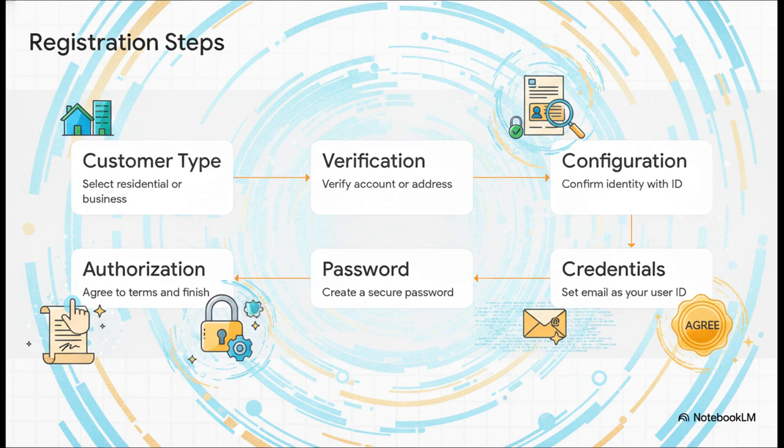First is customer type selection, just telling them if you're residential or business. Second is service verification, linking you to the database. Third, profile configuration to confirm who you are. Fourth, account credentials, where you'll set your email as your permanent user ID. Fifth is password validation. And finally, step 6, profile authorization, where you agree to the terms and create the profile. It's a highly secure framework, but honestly, it only takes a couple of minutes to knock out.